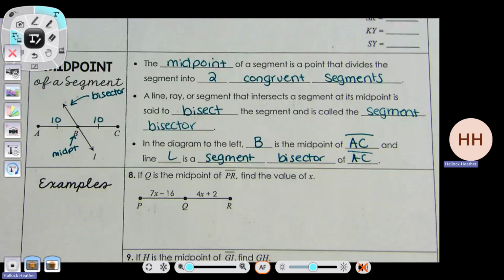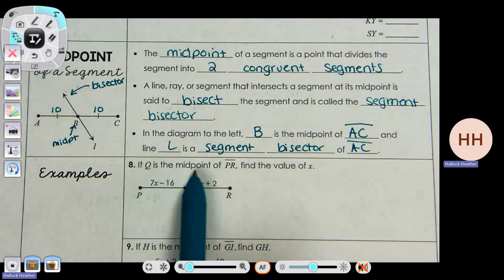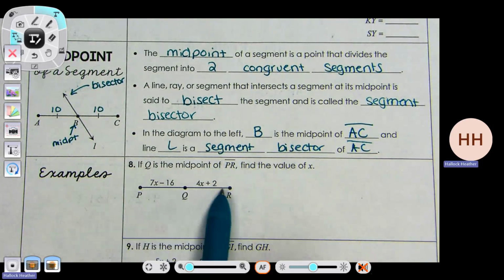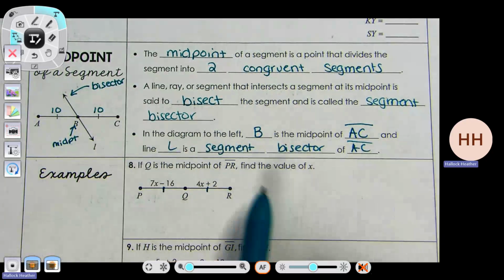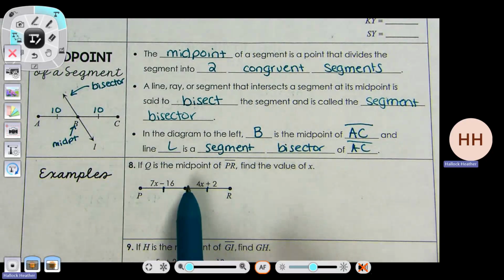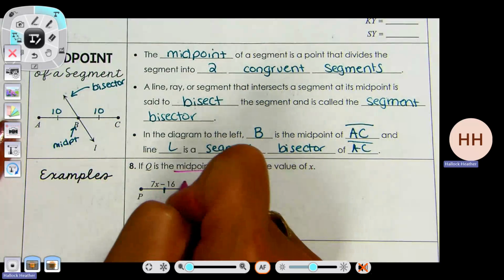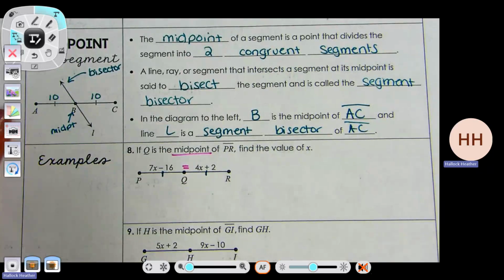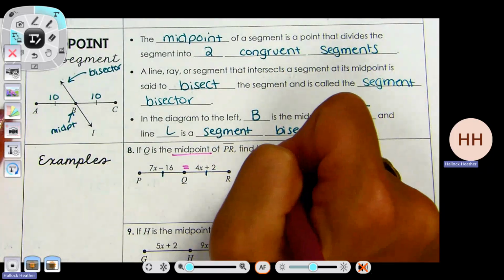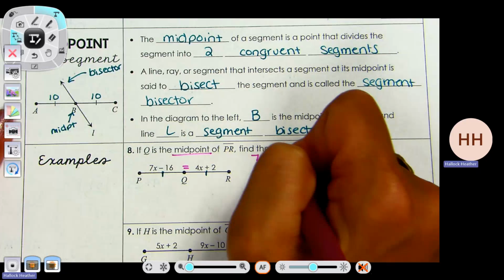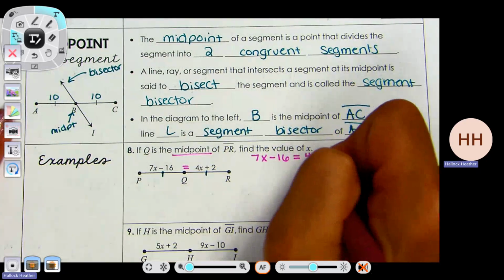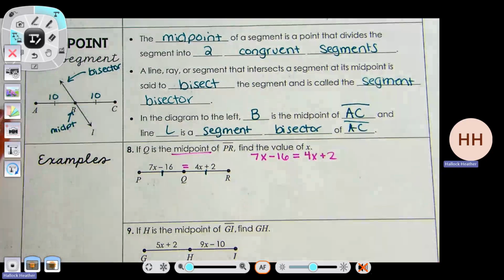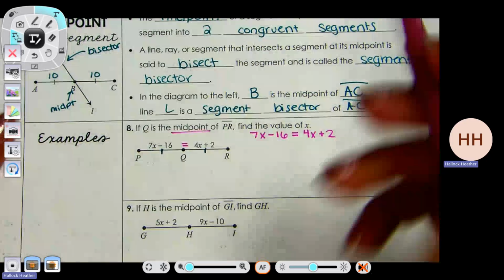And then these ones are pretty simple, so we're just going to do one of them. So for number 8, it says if Q is the midpoint of PR, Q is in the middle, then that means I know this piece is congruent to this piece, meaning they're equal. To find the value of x, we're just going to set them equal to each other. So anytime it says midpoint, we're basically putting an equal sign between them, and we're just solving. So we'll say 7x minus 16 equals 4x plus 2. So it's very similar to the front. We just don't have to combine like terms on each side. We just solve our equation.